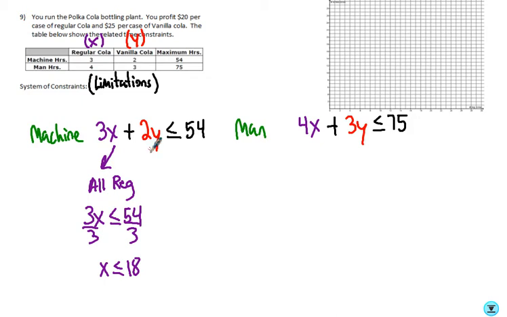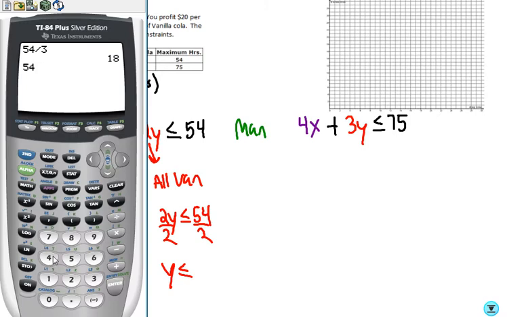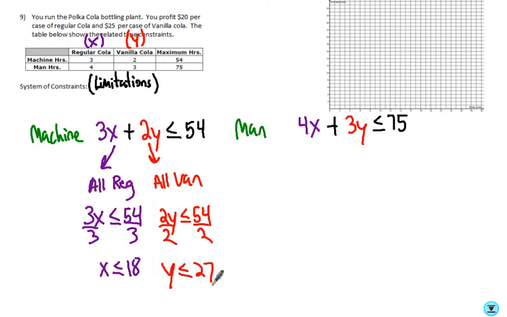Now, the opposite is, well, what if we just did all vanilla? How many cases could we make? Well, if we do all vanilla, that means we're not interested in doing any regular, so what we would have is 2y less than or equal to 54. Let's divide both sides by 2. And again, quick check in the calculator, 54 divided by 2 gives us 27. So what that means is that of the 54 hours that we can run the machines, if we went with all vanilla, we could make 27 cases of vanilla Coke.